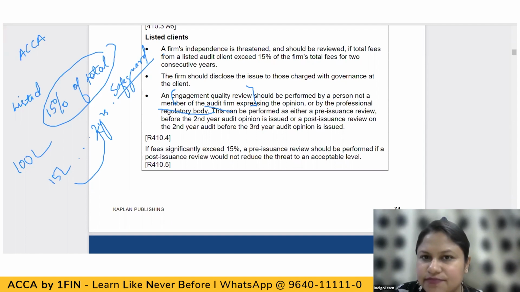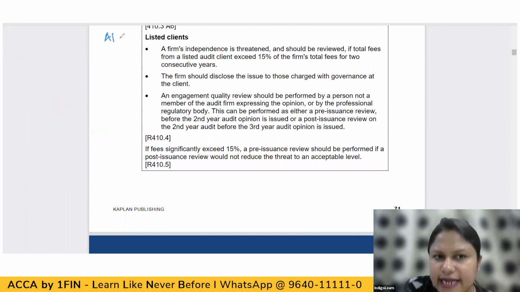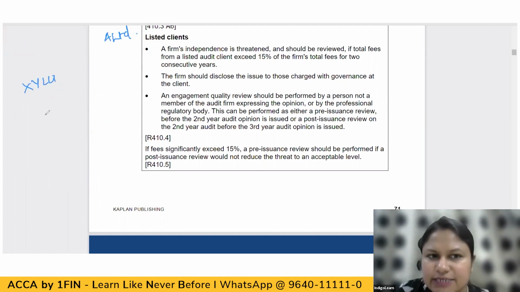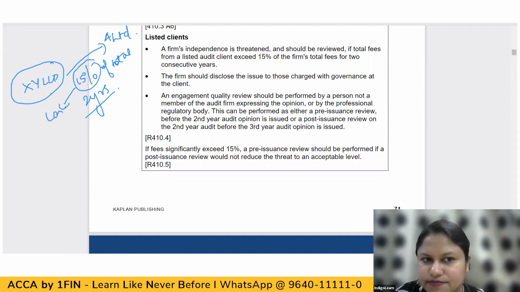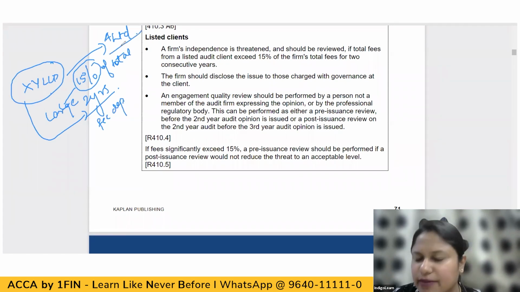So what they're telling is, first of all, say A Limited is a listed company. Your firm XY LLP has been doing the audit of A Limited. And the fee that A Limited is giving you is 15% or more of your total fees that you receive from all the clients together. And this is happening for a continuous period of 2 years. So we bring in a concept that this is considered to be a larger portion, because of which we say there is a threat of fee dependency. Correct? So it is better that in the 3rd year you don't do the audit of A Limited.